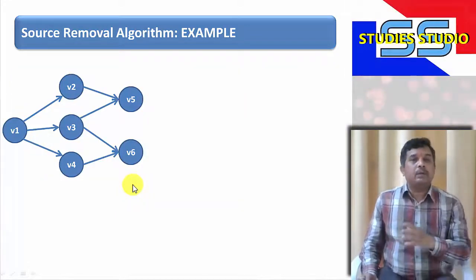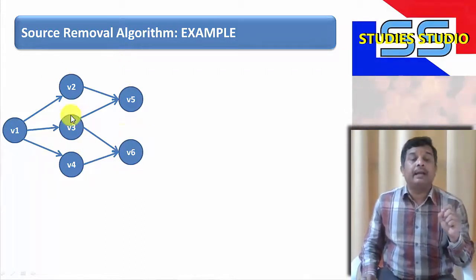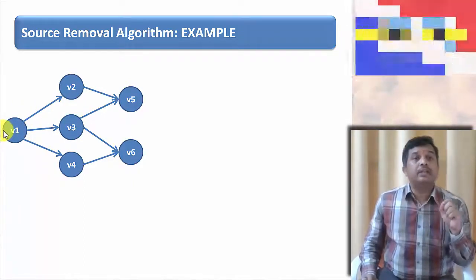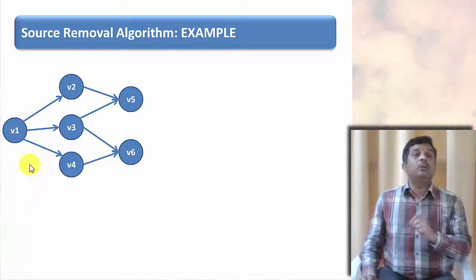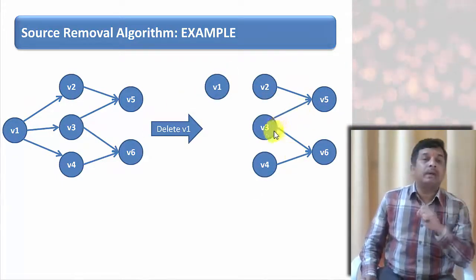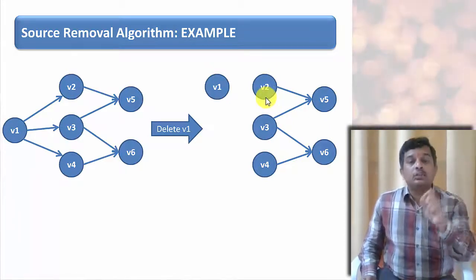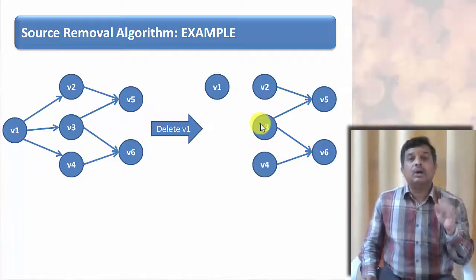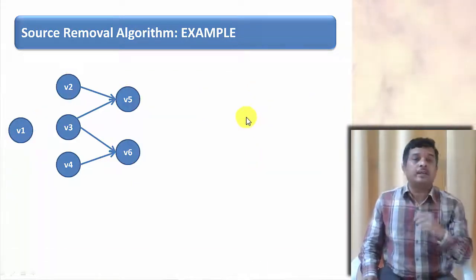Let us do the same example here. This is the graph given and we are using the source removal algorithm to find the topological sort. Here V1 is the vertex with no incoming edges, so we delete vertex V1 along with all its edges. V1 is one component and the rest of the graph becomes another component. Now we find the vertices with no incoming edges. V2, V3 and V4 are the three vertices with no incoming edges, so we can choose any of them randomly.